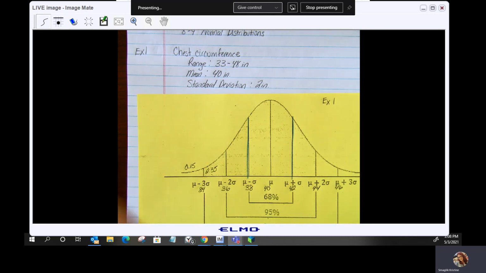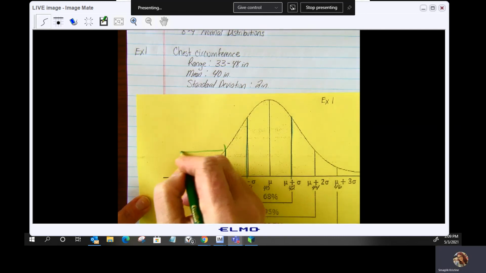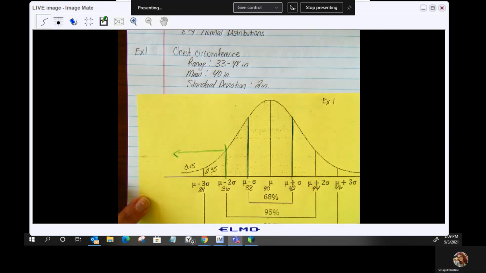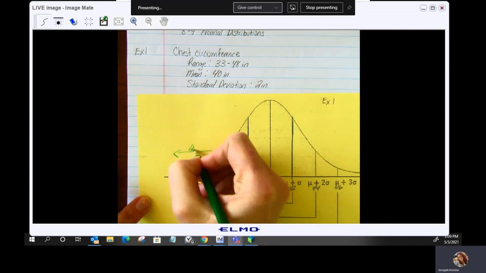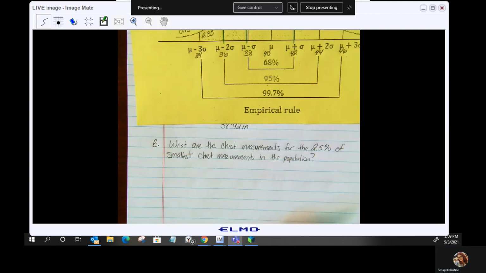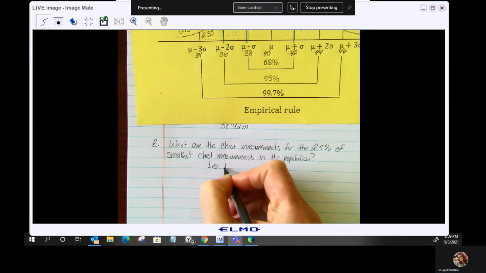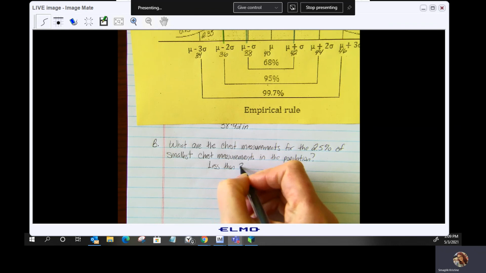So anything this way would answer my question. This is the 2.5% of the smallest. So that means it is anything less than 36 inches.